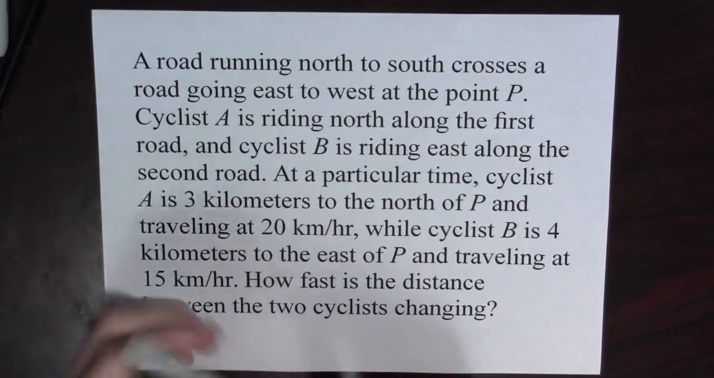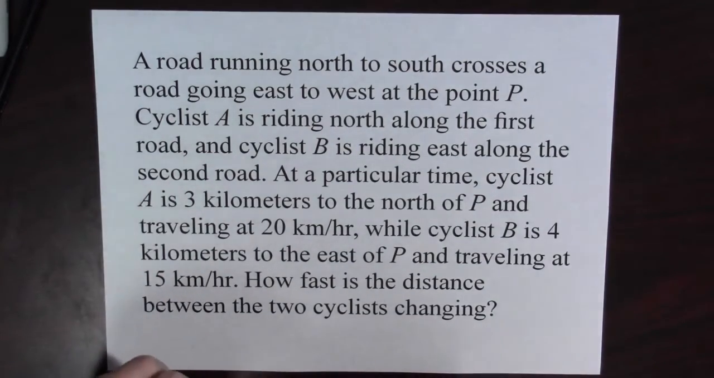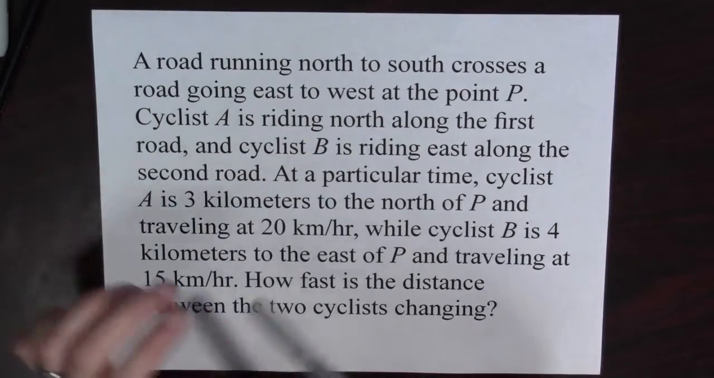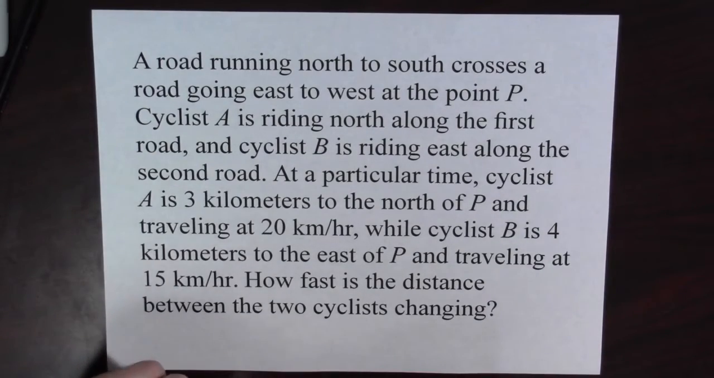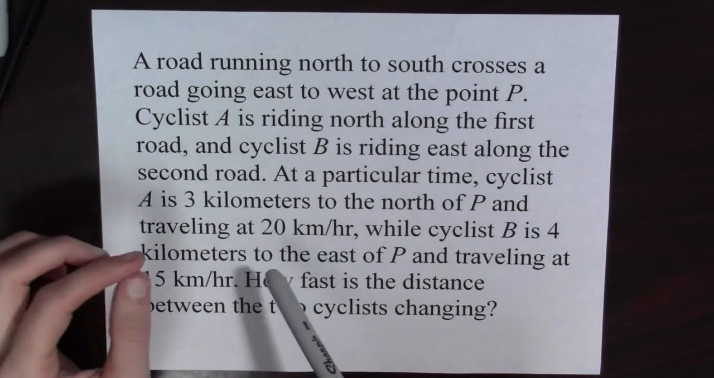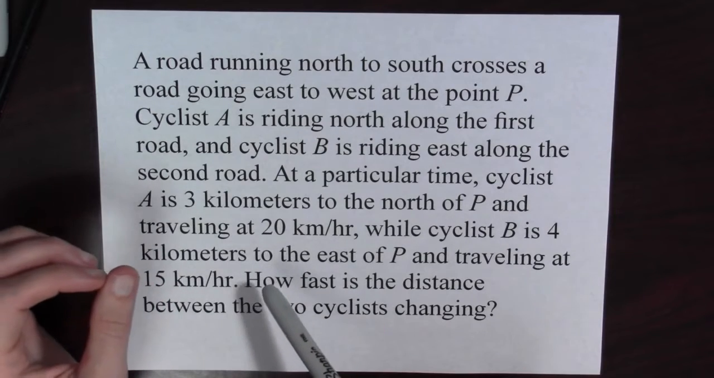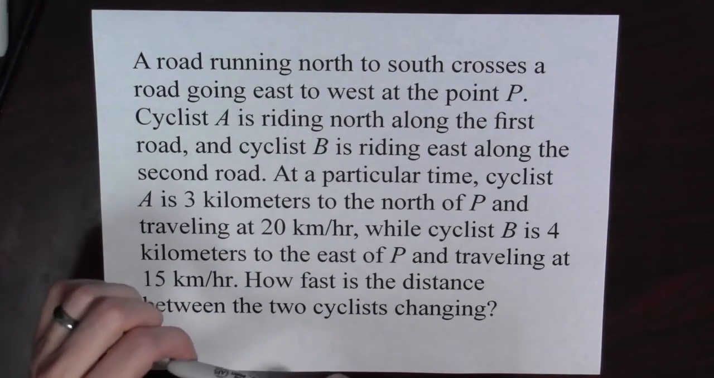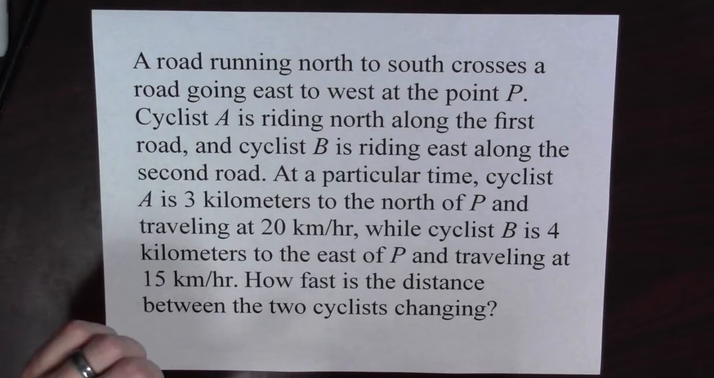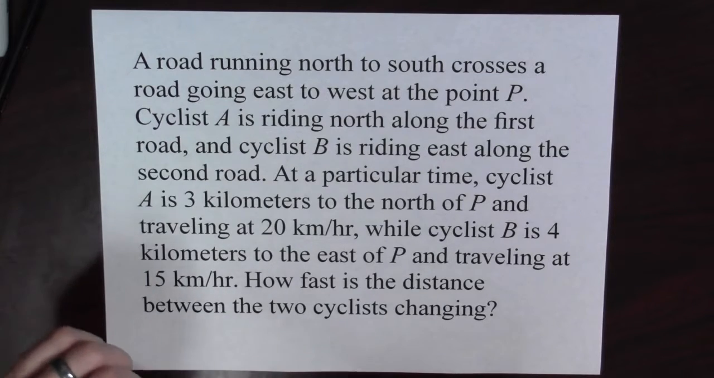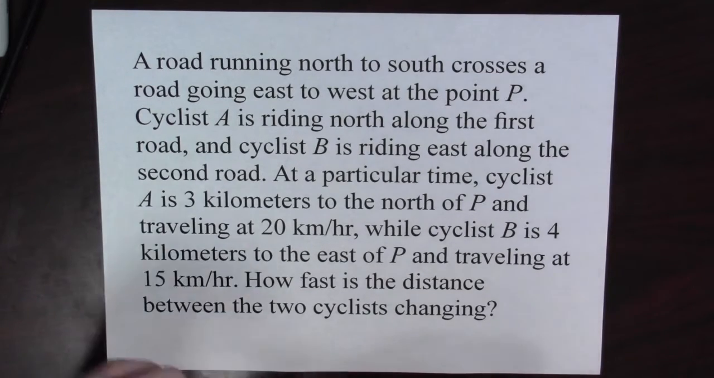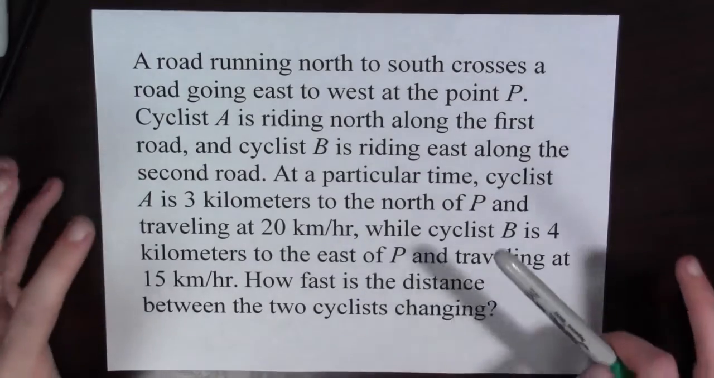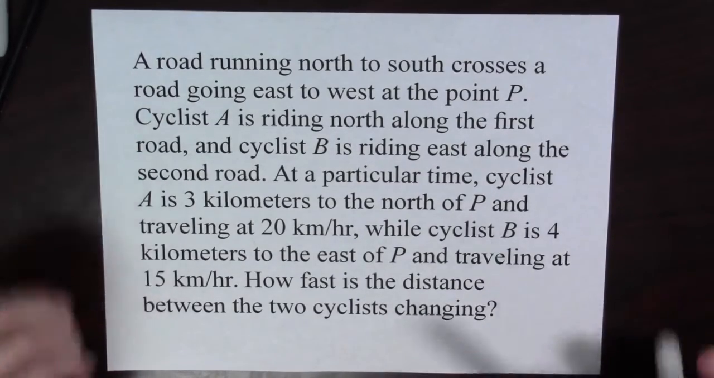So here's our problem. A road running north to south crosses a road going east to west at the point P. Cyclist A is riding north along the first road and cyclist B is riding east along the second road. At a particular time, cyclist A is 3 kilometers to the north of P and traveling at 20 kilometers per hour, while cyclist B is 4 kilometers to the east of P and traveling at 15 kilometers per hour. How fast is the distance between the two cyclists changing?